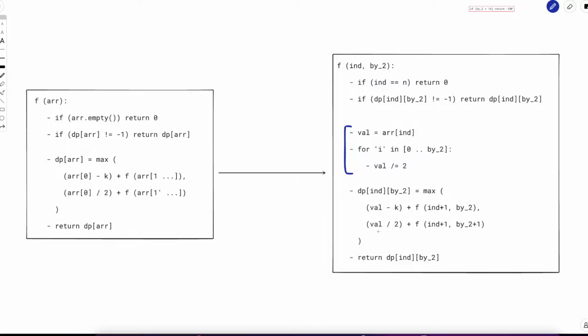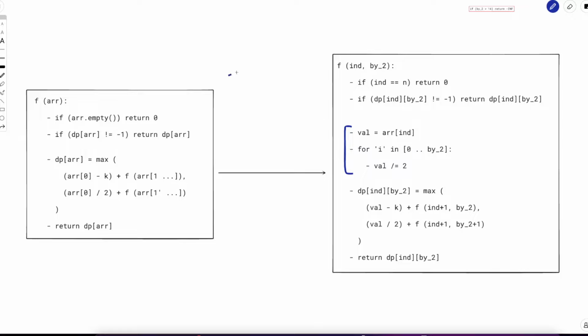Similarly, for the other case where you are dividing it by 2, you have to pay the penalty of dividing everything else by 2. So you are saying everything else will now be divided by how many times I have divided by 2, plus 1, right? So this is the overall algorithm now. What is the time complexity of this algorithm now?